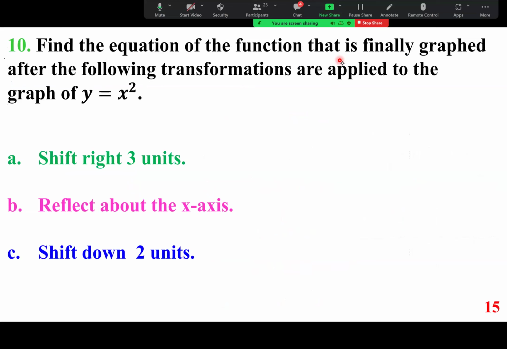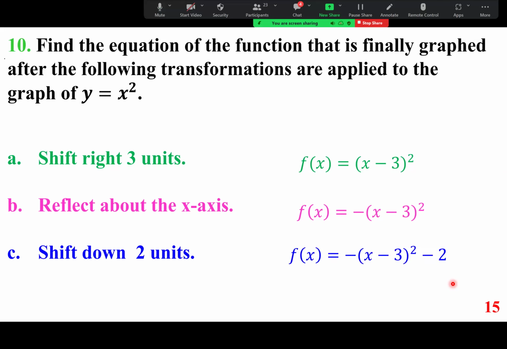Find the equation of a function that is finally graphed after the following transformations are applied to y equals x squared. So shift right 3 units. So x minus 3 squared. So f of x is x minus 3 squared, or g of x or h of x, give it any name you want. Reflect about the x-axis. So you put a negative sign in front of it. Shift down 2 units, subtract 2, or add -2, however you want to put that.